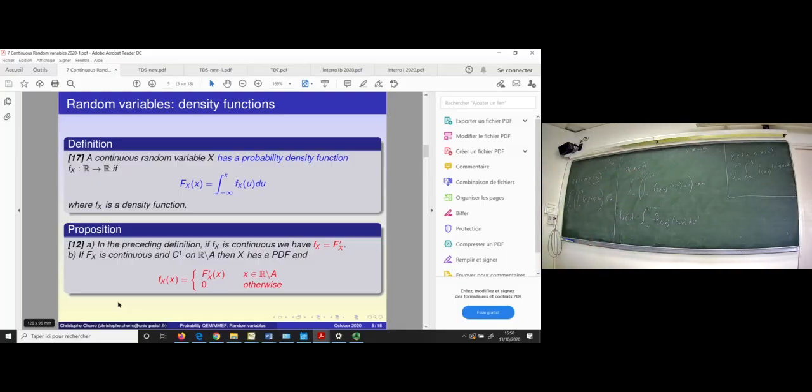To obtain the density of x, I just have to compute the partial integral with respect to the second variable. In the same way, if you want the density function of y, you will just have to compute the integral with respect to the first variable. Okay?